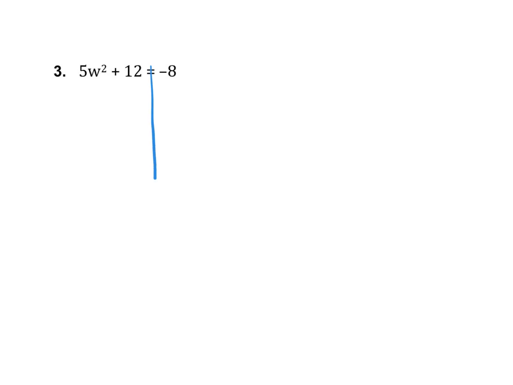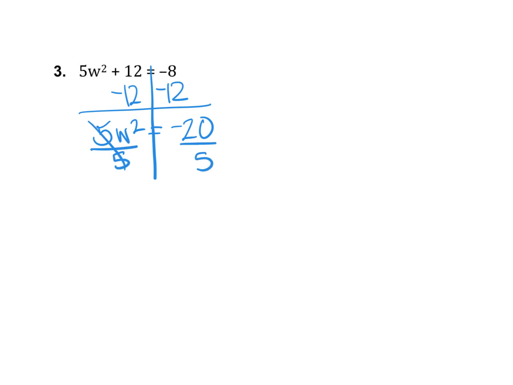All right, for question number 3, we have 5w squared plus 12 is equal to negative 8. Again, we're going to isolate our variable. We're going to start by subtracting the 12, and we have 5w squared is equal to negative 20. And then we're going to divide by 5. Now we have w squared is equal to negative 4. Notice that if I went to take the square root of that negative 4, it's going to end up being a no solution.